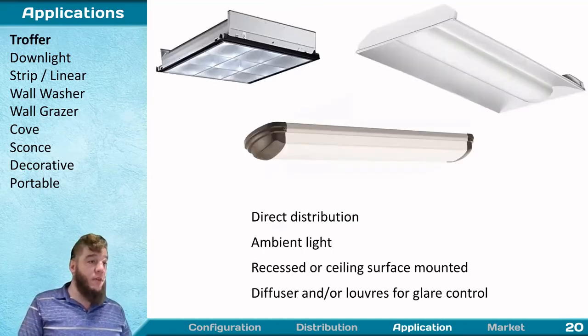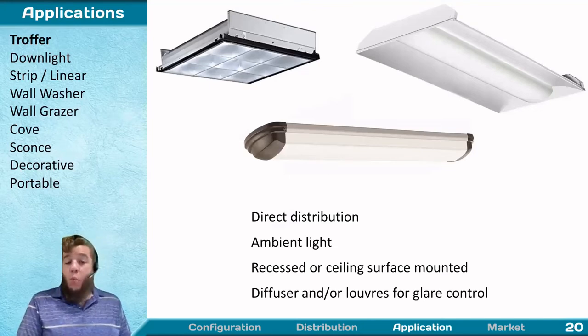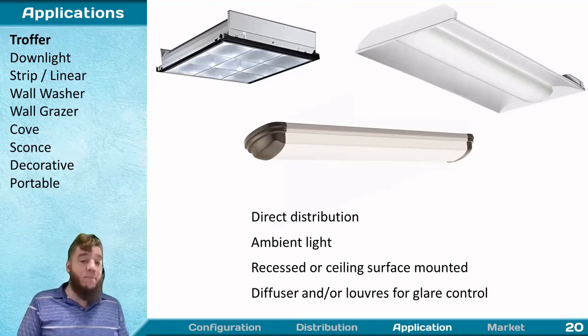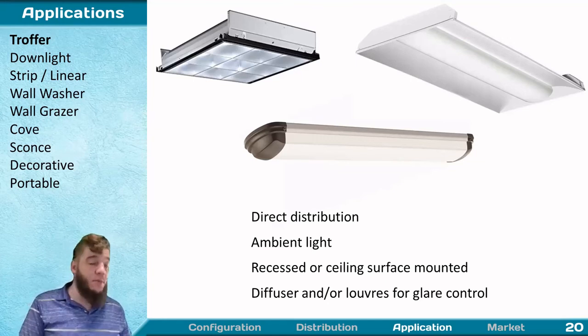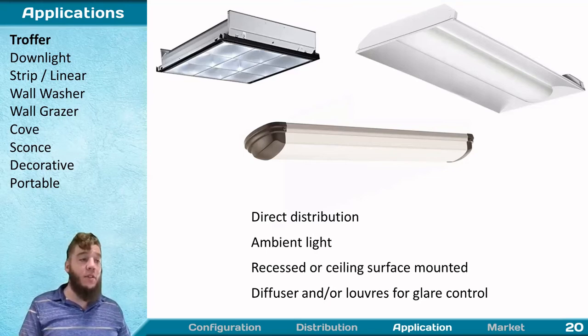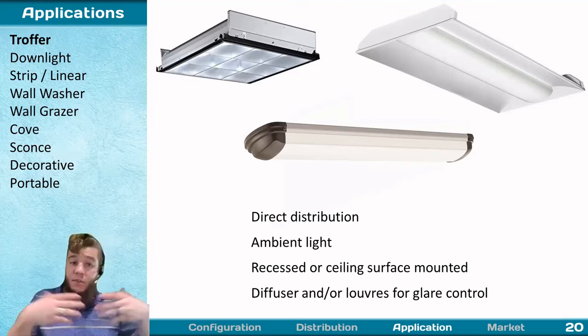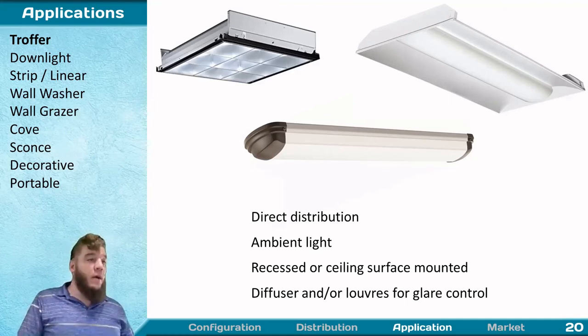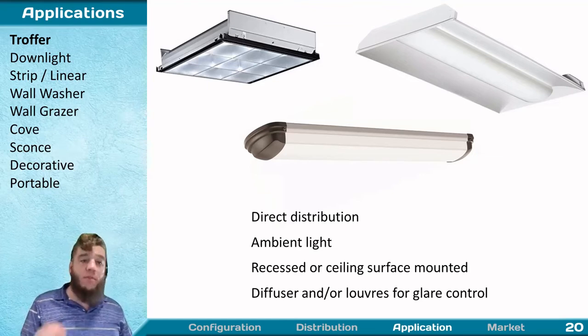Start with troffers. Troffers are the workhorses in lighting design and one of the most common forms of light source available. Typically, you're looking at direct distributions. These are almost entirely used for ambient lighting. So this is going to fill your space with light. They don't necessarily have to be recessed. There's also surface mounted troffers, but most commonly they're going to be recessed.